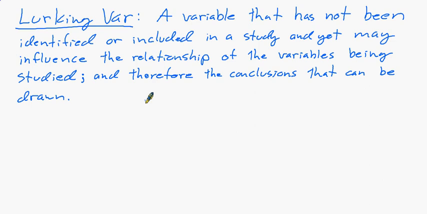So here's a wonderful definition of a lurking variable. A variable that has not been, that's important, identified, or included in the study, and yet may influence the relationship of the variables being studied, and therefore the conclusions that can be drawn. So, like I said, key is it hasn't been identified. Let's look at an example.